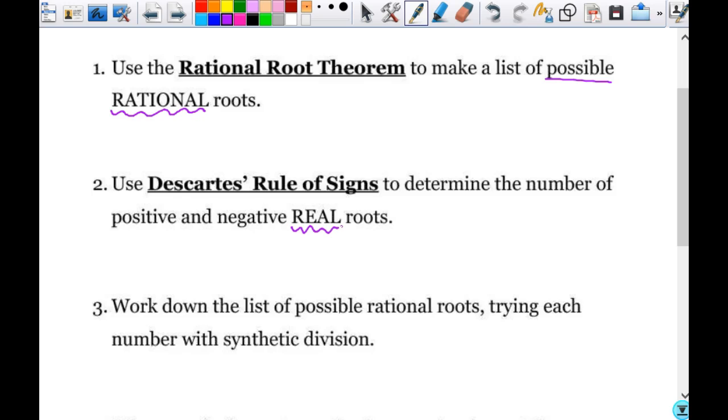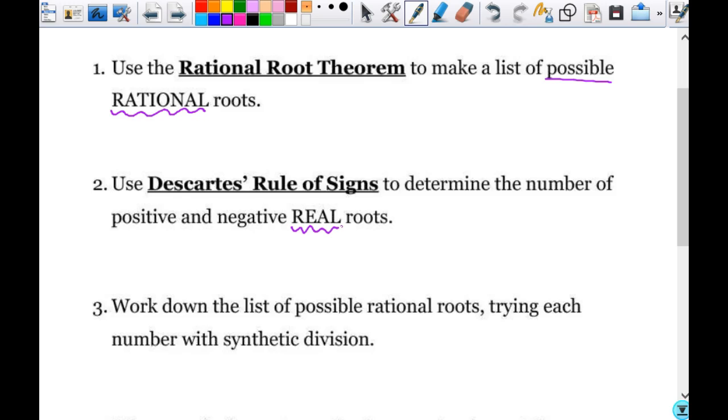Then we're going to work down the list of possible rational roots. Now, did any of you actually do the work I gave you yesterday yet? Okay, so some of them had a lot of possibilities, right? And some of them not so much, but some of them had a ton. So you have to start working down that list. But there's going to be ways for us to kind of narrow down the list so we don't have to do it 1,000 times, all right? It won't be as bad as you might think from the beginning.